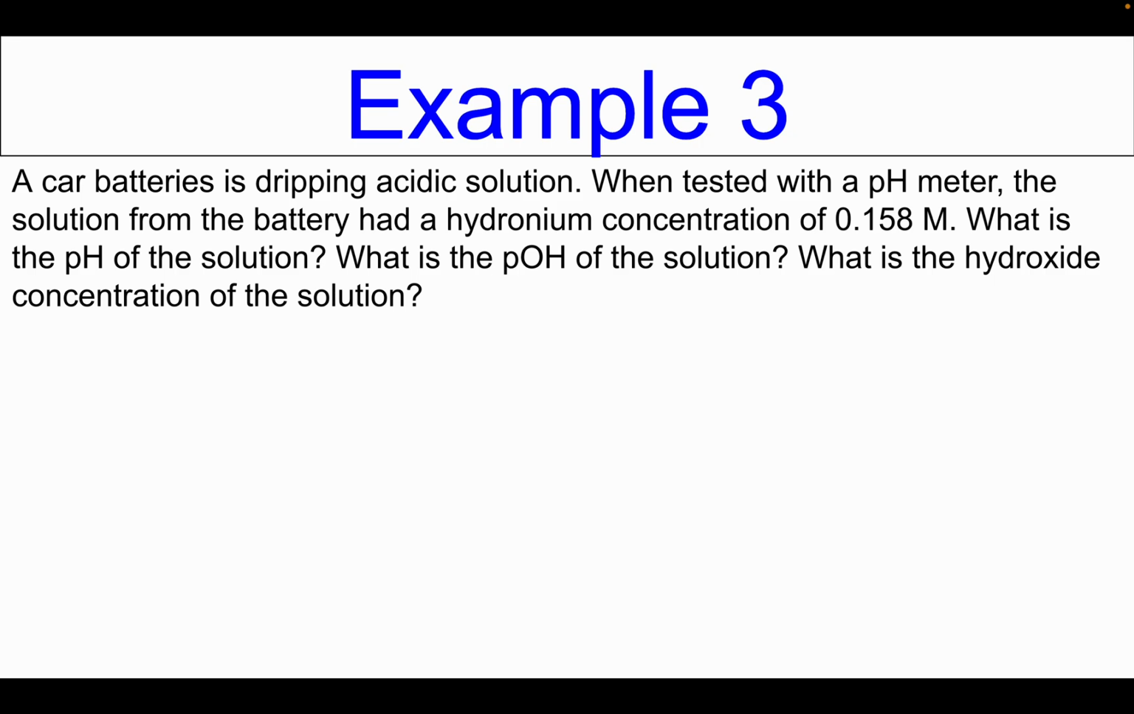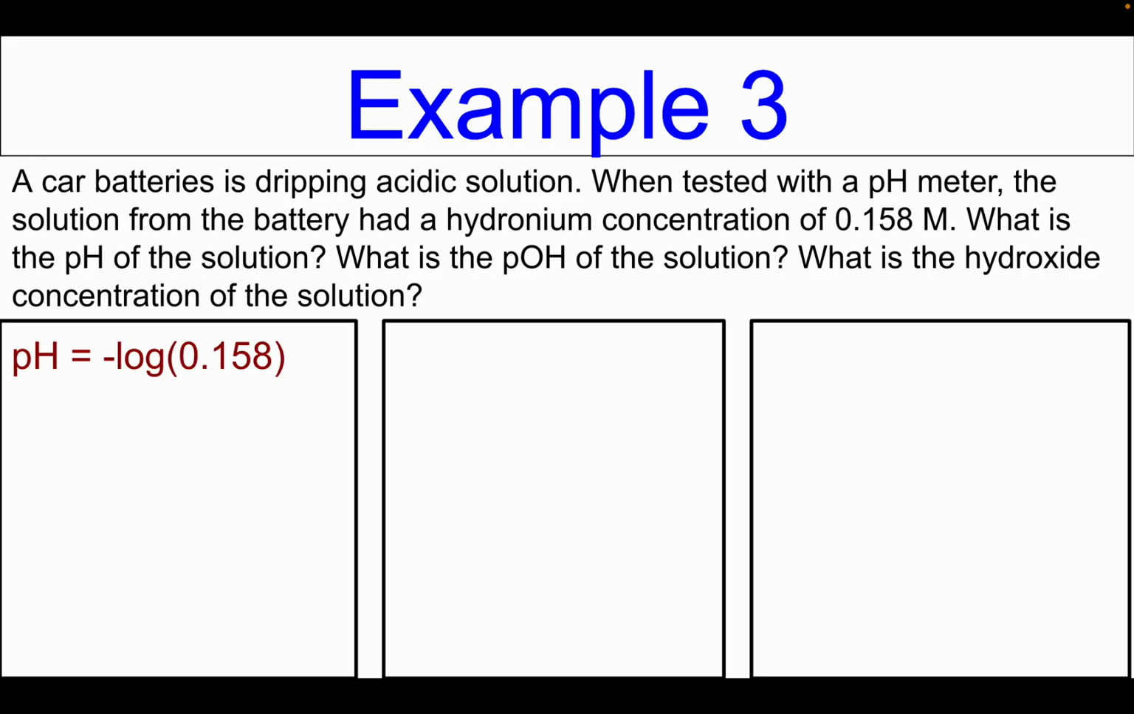Okay. Last example, a car battery is dripping acidic solution. When tested with a pH meter, the solution... Oh, whoops, you wouldn't test that with a pH meter. You would titrate it to figure that out. I'll fix that later, though. The solution from the battery had a hydronium concentration of 0.158 molar. What is the pH of the solution? What is the pOH of the solution? What is the hydroxide ion concentration of the solution?